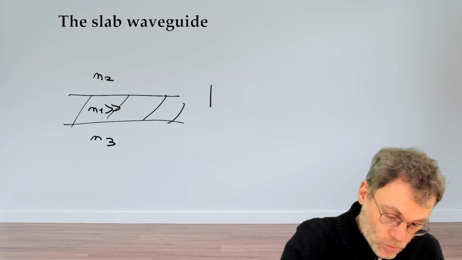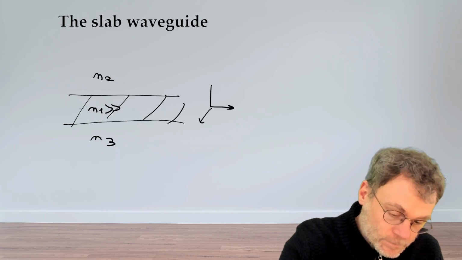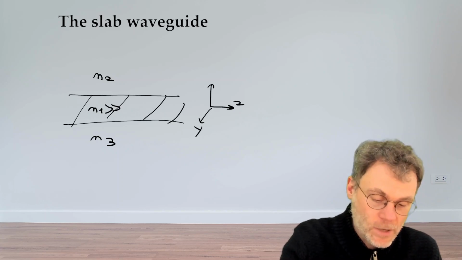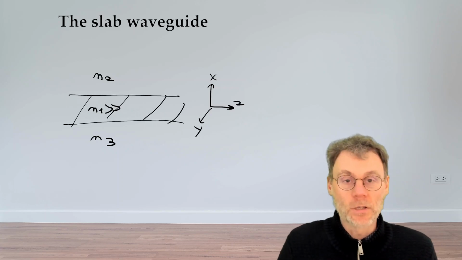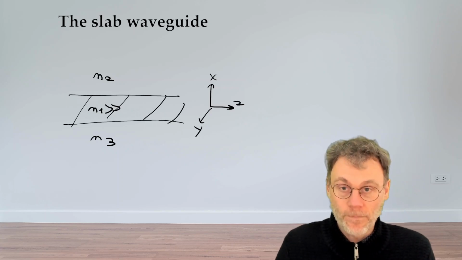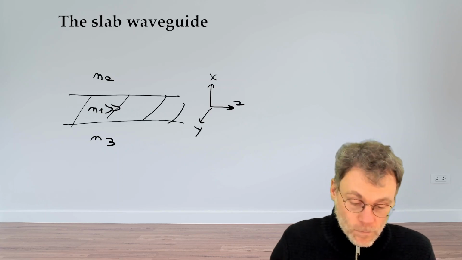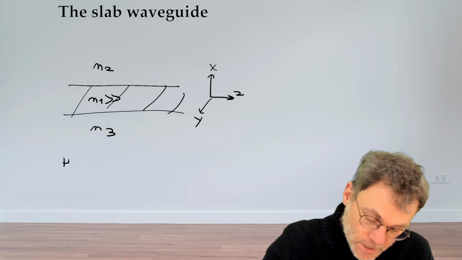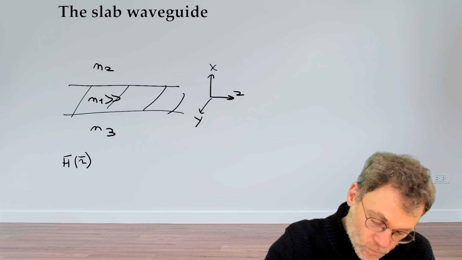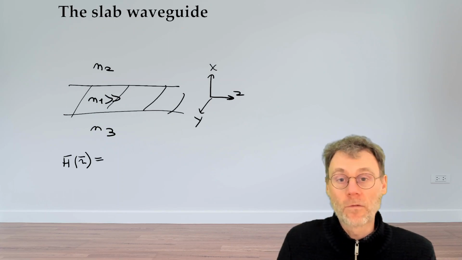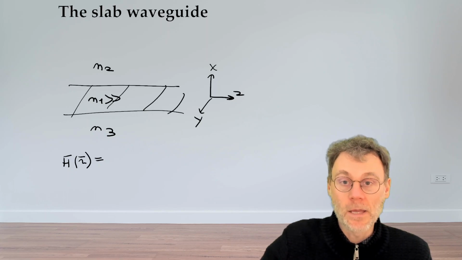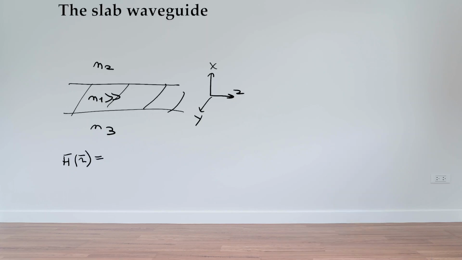So let's draw our coordinate system here. Let's call this direction the Z direction, that's the Y direction, and the transverse direction, the X direction. So pause the video, and knowing what you know about symmetry in systems like this, try and figure out what a possible general formulation is of the fields that can exist in a structure like this.